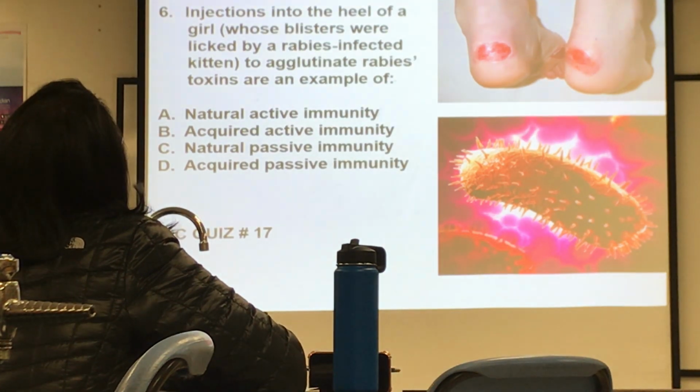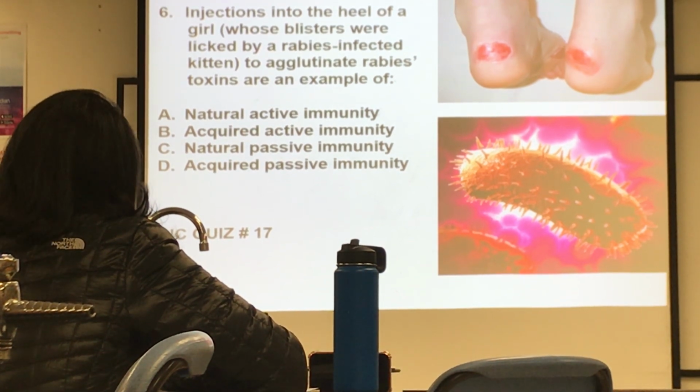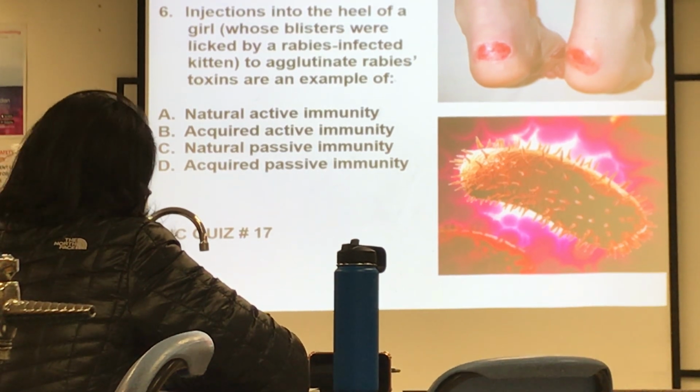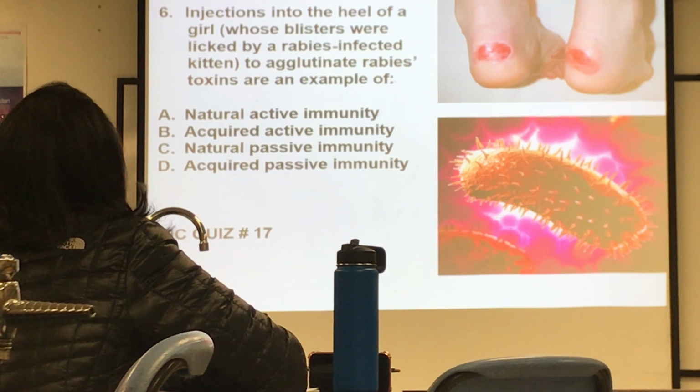So, the girl in the story is my daughter. So, the injections given at her heel, that would be an example of, and the purpose is to agglutinate the rabies toxin, so that gives you a clue of what we're trying to do. So that would be active or passive, and the easier part, acquired or natural form.